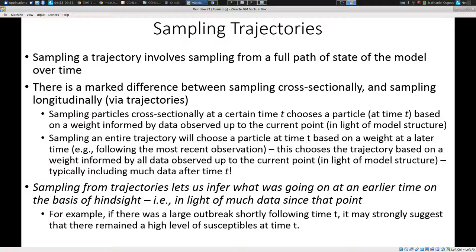Or if applied at the level of a person, say an offender, some picture of their biography that's plausible, okay? And here, sampling from a trajectory is like sampling from their story, from their history. And we can do that with particle filtering, and we do that for particle filtering as part of PMCMC. And there's a really marked difference between this and just sampling at a certain point.